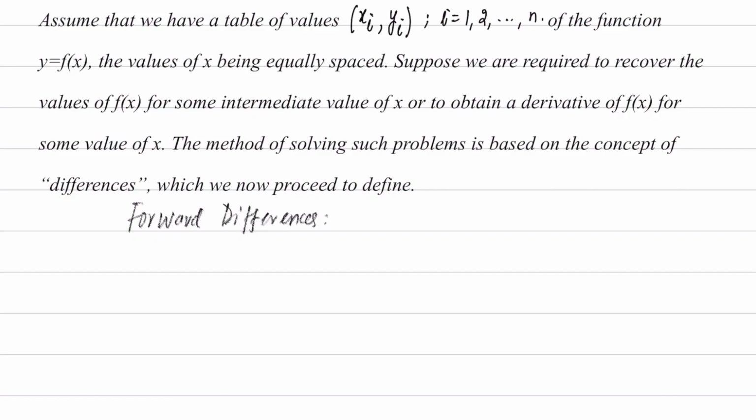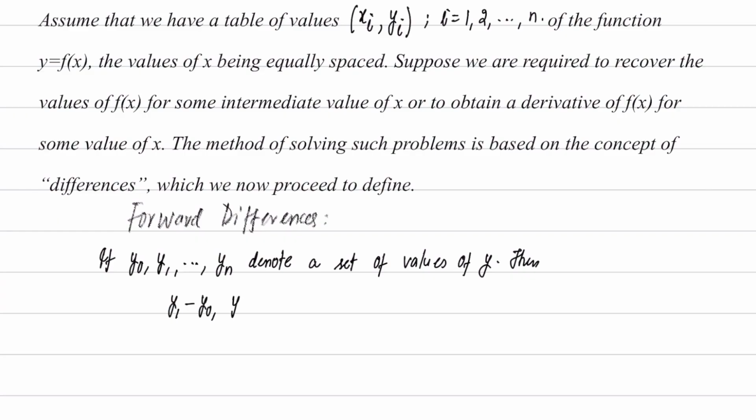How do we begin with the forward differences? Given a set of n plus 1 points, if y0, y1, so on, yn denote a set of values of y, then we have the differences y1 minus y0, y2 minus y1, so on, yn minus yn minus 1. These are the differences of y.